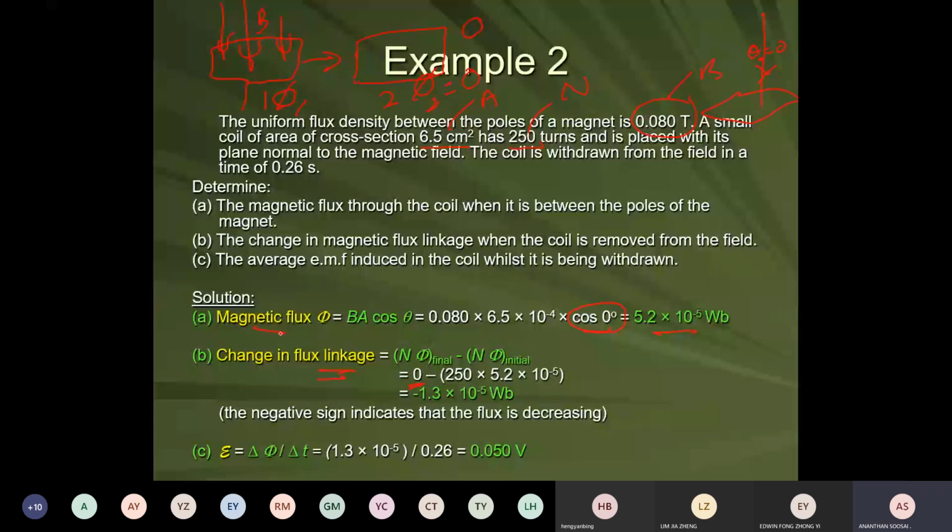If they say magnetic flux, no need to multiply with the N. Okay, magnetic flux linkage, you need to multiply with the N. This is the magnetic flux linkage. Okay, negative sign indicates that the flux is decreasing.